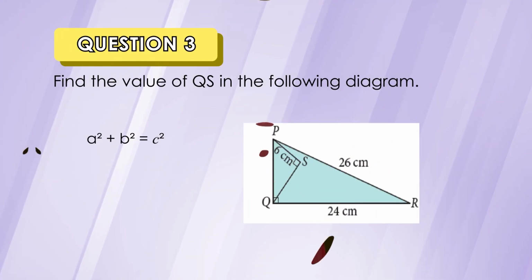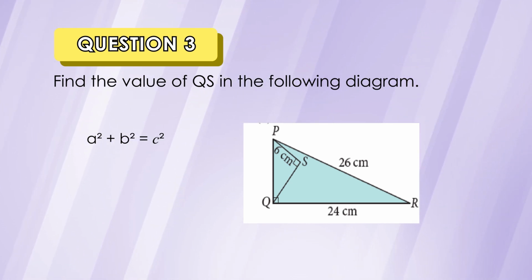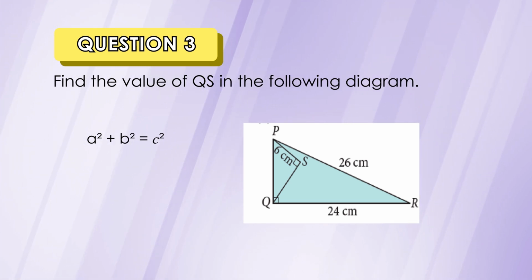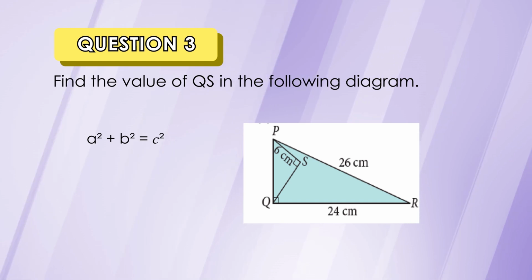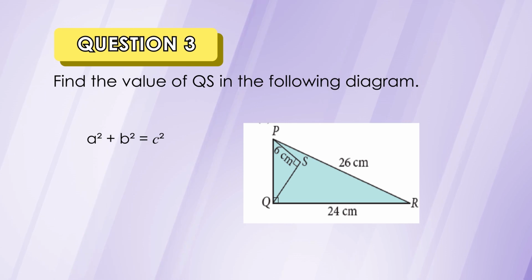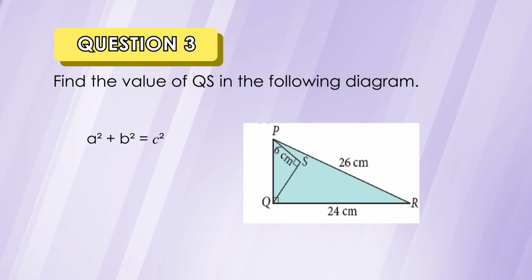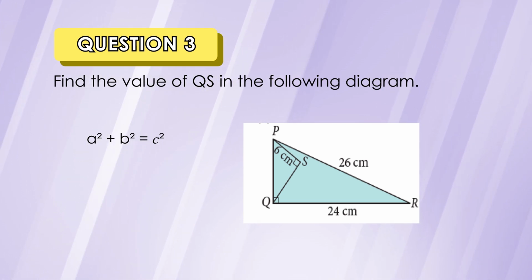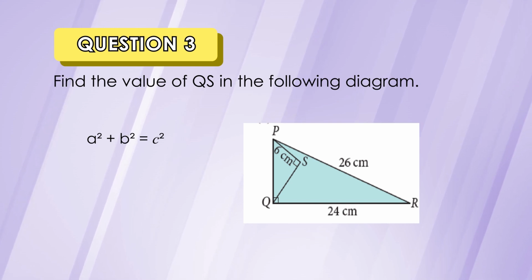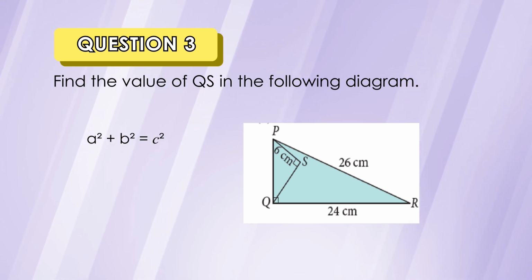Shall we? Find the length of QS in the following diagram. Notice that there is a 90 degrees angle. Use it to your advantage. What do you think the answer is? Now, before we find QS, we need to first find the length of PQ. You might ask, what do I need to find PQ? PQS is a right-angled triangle. And to find QS, we need to first find PQ.